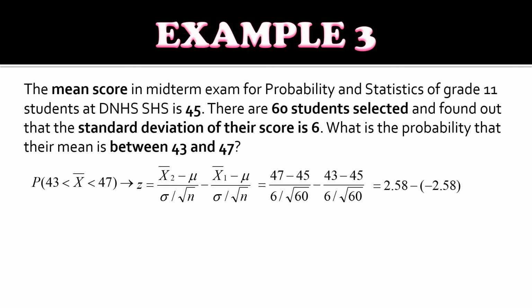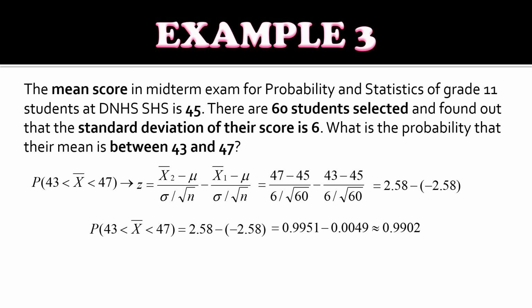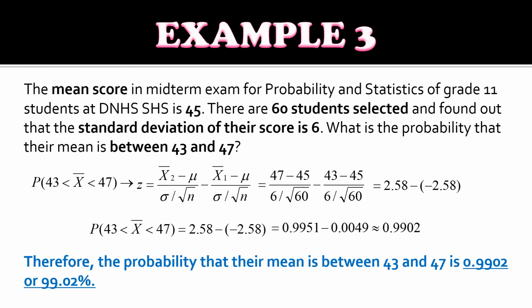First, we look for the equivalent of 2.58 and of negative 2.58 on our z table before we subtract the two. It will give us 0.9951 minus 0.0049. The equivalent of 2.58 on the z table is 0.9951 and for negative 2.58 is 0.0049. Then we subtract the two values and we have 0.9902. Therefore, the probability that their mean is between 43 and 47 is 0.9902 or 99.02%.